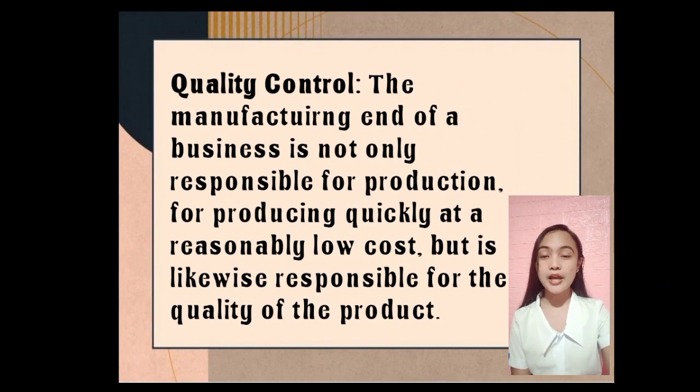Moving on to the next slide, we have here the quality control. The manufacturing end of a business is not only responsible for production, for producing quickly at a reasonably low cost, but it is likewise responsible for the quality of the product. Quality is controlled by having precise specifications and necessary inspection of the product to see that the specifications are adhered to.